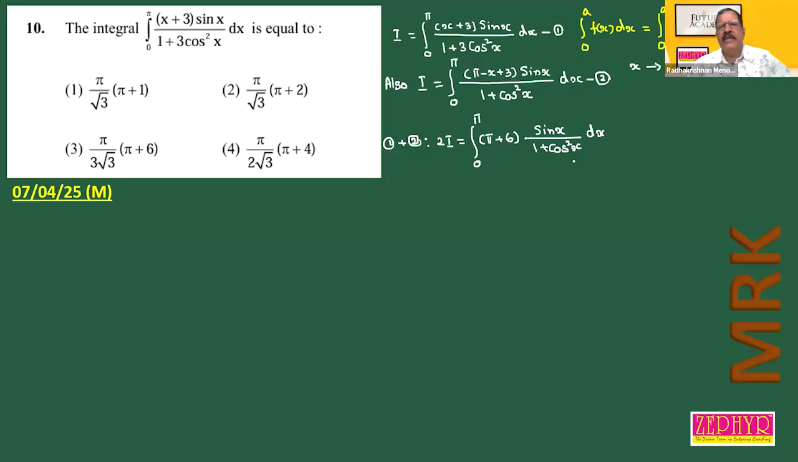വേണമെങ്കിൽ ഇതിനെ വീണ്ടും integral 0 to 2a f of x dx is equal to 2 into integral 0 to a എന്ന property ഉപയോഗിക്കാം. വേണമെന്നില്ല, ഡയറക്റ്റ് ആയിട്ട് ഉപയോഗിക്കാം. Put cos x is equal to t. Therefore, minus sin x dx is equal to dt.